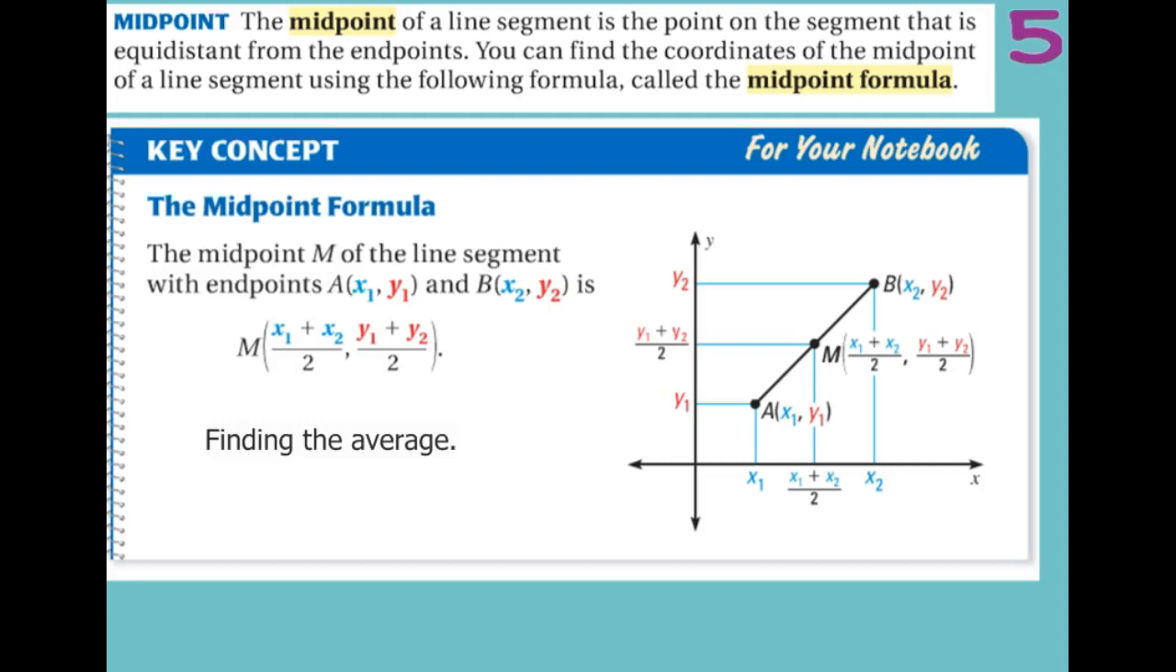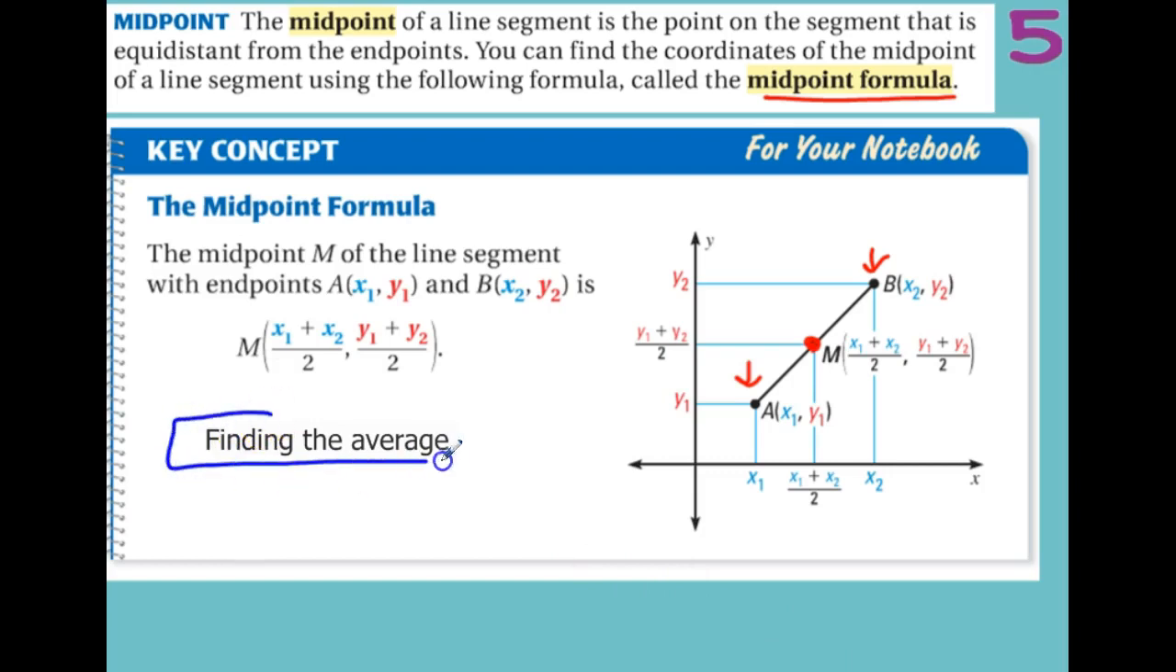The second part of our lesson today is finding the midpoint. The midpoint of a line segment is a point that is equidistant from the endpoints, meaning it's in the middle of the 2 points that you have. You can find the coordinates of the midpoint of a line segment by using the following formula called the midpoint formula.